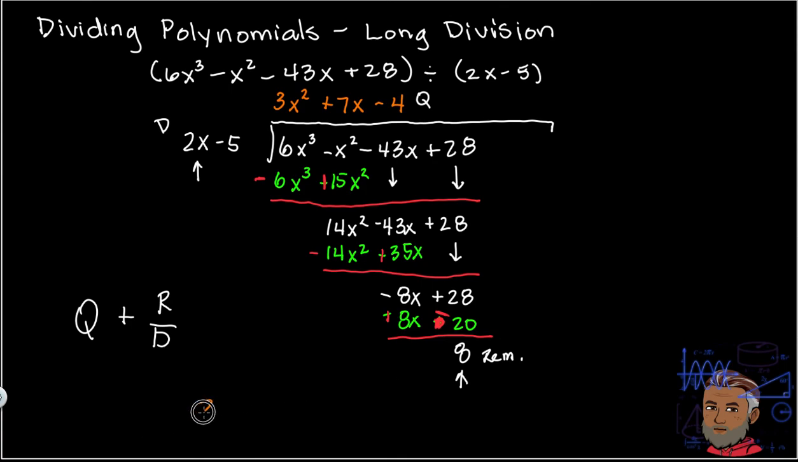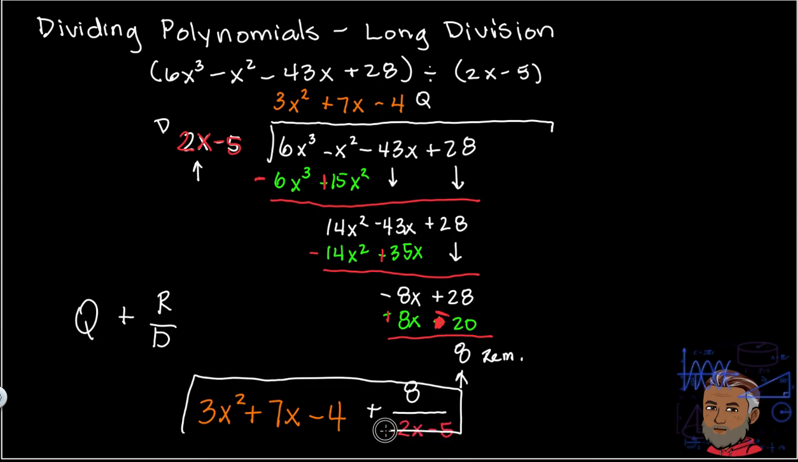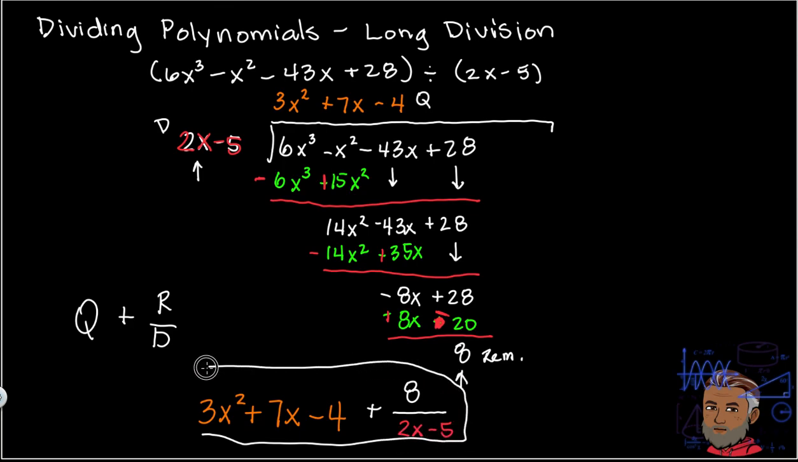Our final answer is 3x to the power of 2 plus 7x minus 4 plus the remainder. And our remainder is 8, so it's plus the remainder of 8 divided by, or over, the 2x plus 5. That thing right there, the 2x, minus 5, my mistake. The 2x minus 5. And this is the result. This right here is the result. Oh, don't want to cross that out. This right here is the result of dividing this up here.